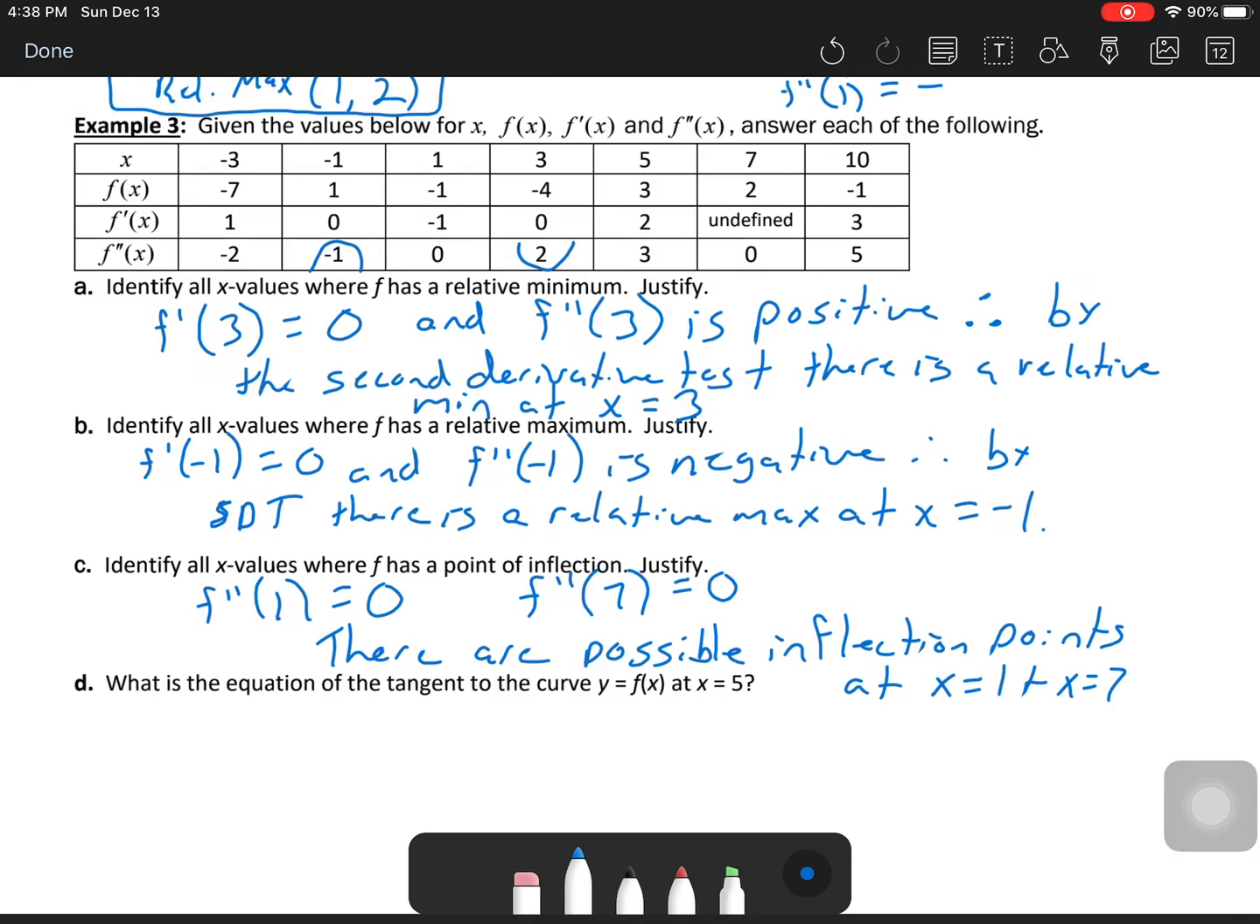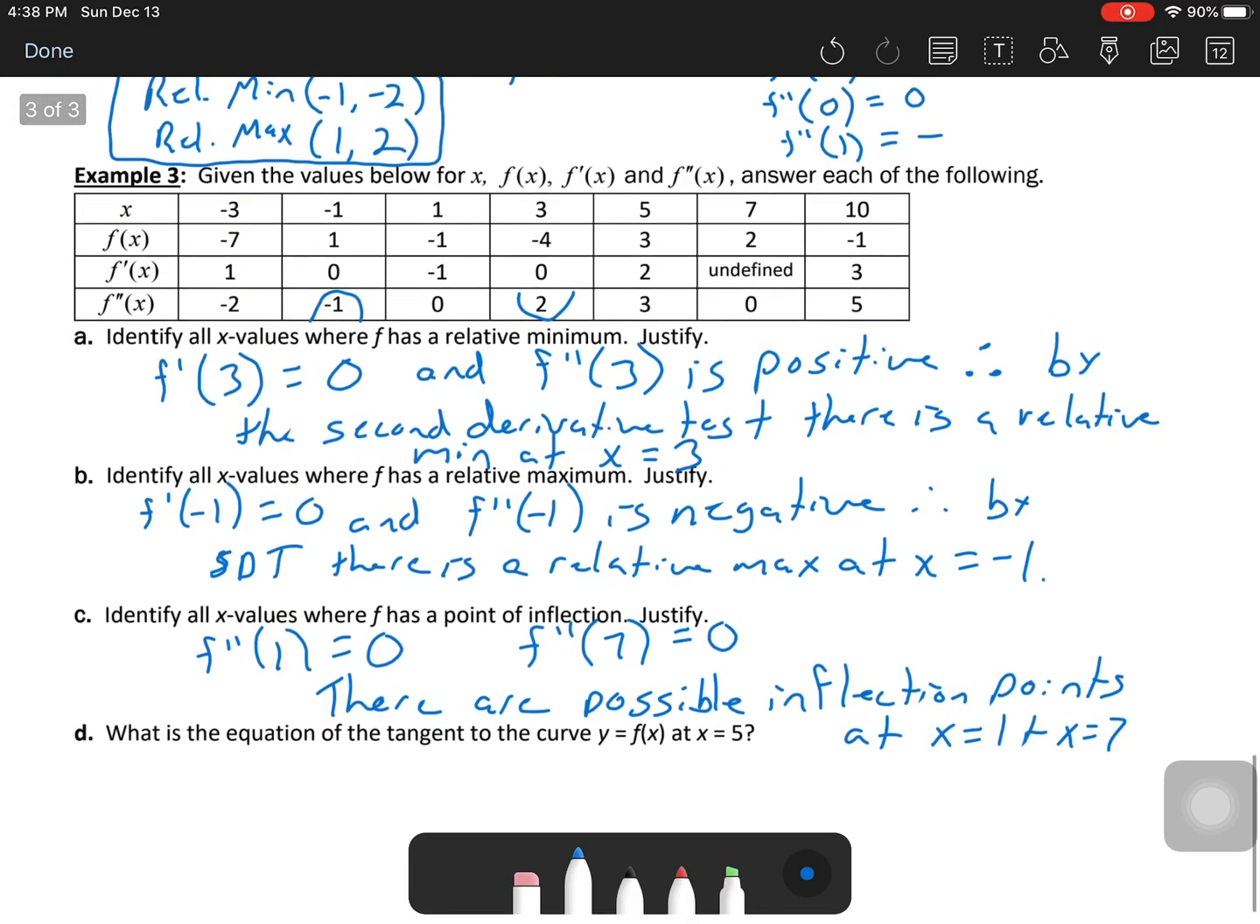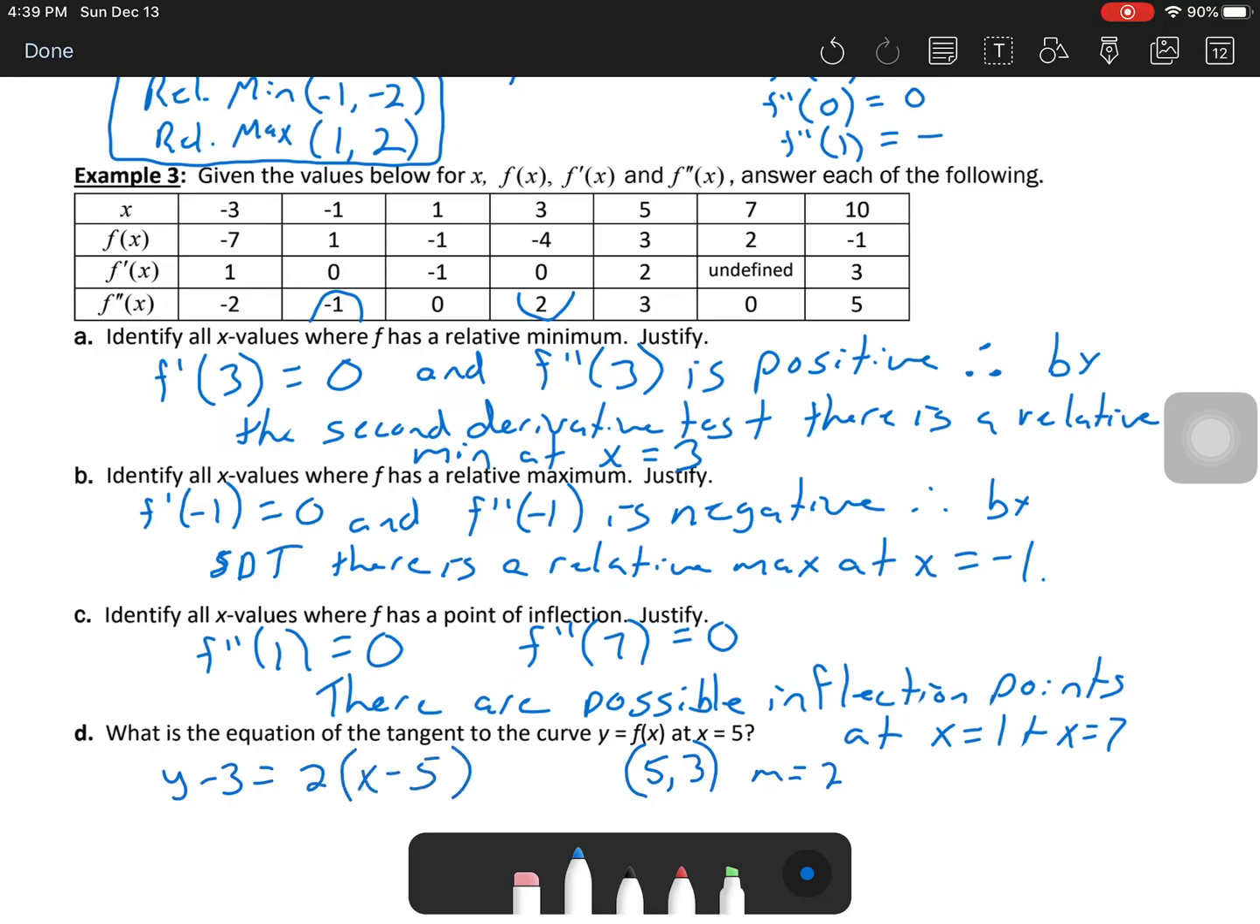And then part D says write the equation of the tangent to the curve at x equals 5. That's pretty easy with what they give us, because at 5, we've got the ordered pair. We have 5, and a y coordinate of 3. So we've got (5, 3). And then the slope is given to us, right? First derivative at 5, that's going to be 2. So m equals 2. That makes it real easy for us. So y minus 3 equals 2 times x minus 5, or if you want, y equals 2 times x minus 5, plus 3. Okay, so that's pretty straightforward.